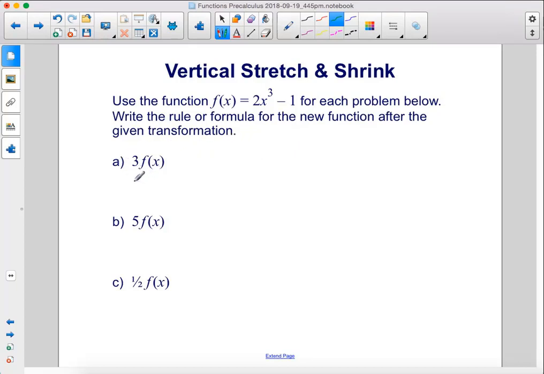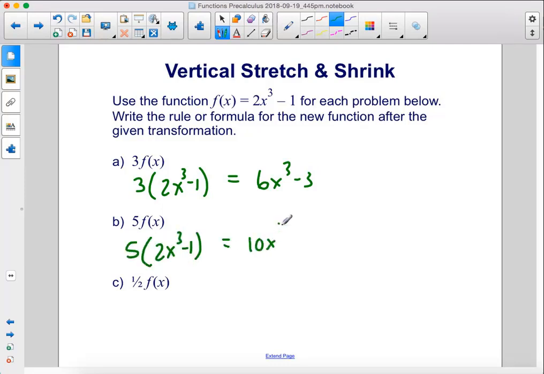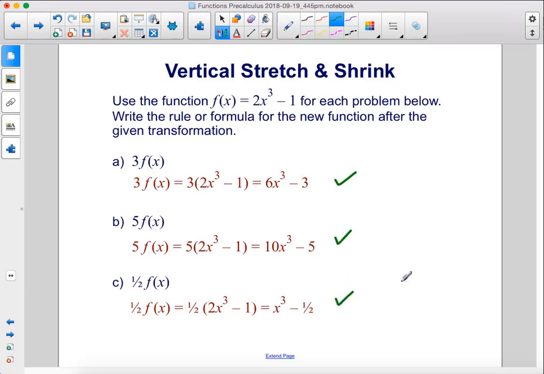3 times f of x is going to be 3 times 2x cubed minus 1. So that equals 6x cubed minus 3. Here we have 5 times 2x cubed minus 1. So that is 10x cubed minus 5. And here we have 1/2 times 2x cubed minus 1, which gives us x cubed minus 1/2. And there are our answers.